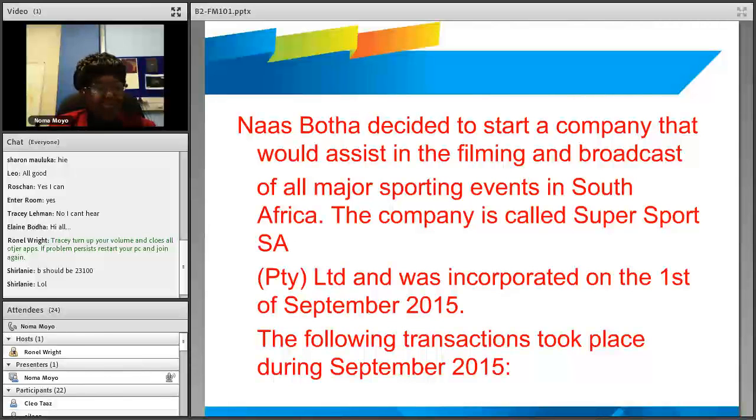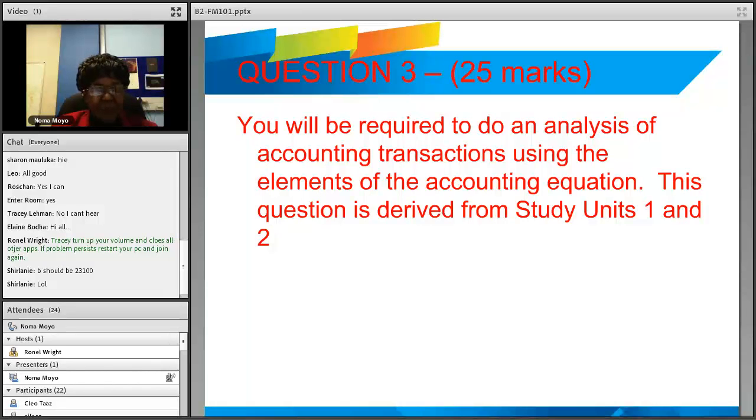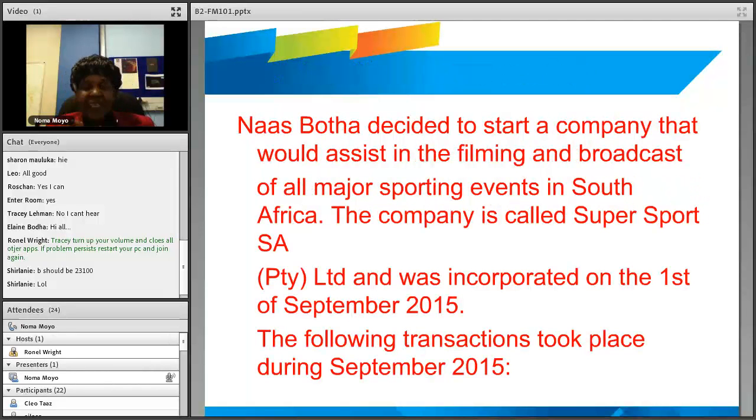Now we have a question that relates to what is required in your question 3. Something similar to that. I'm not saying that's what you are going to get, but that is what is similar. So I'm thinking instead of teaching, let's go through an example. This example reads, Nas Botha decided to start a company that would assist in the filming and broadcast of all major sporting events in South Africa. The company is called SuperSport Pty Limited and was incorporated on the 1st of September 2015. The following transactions took place.